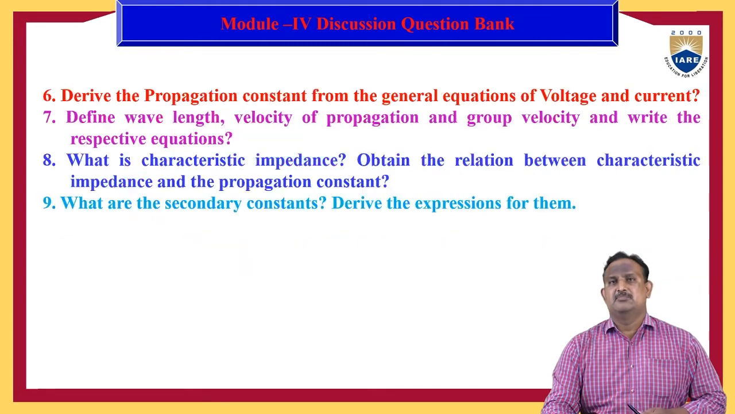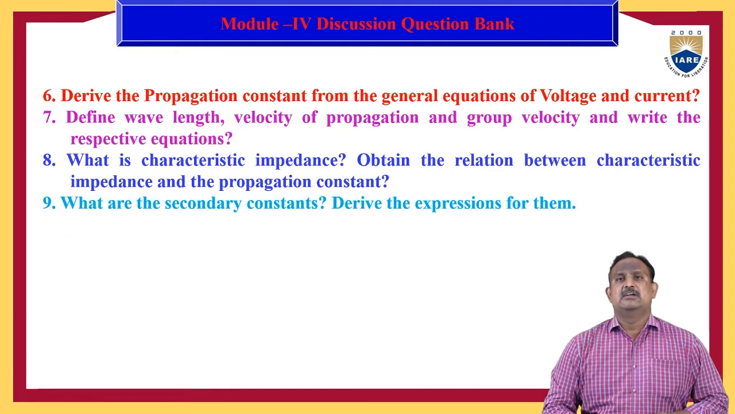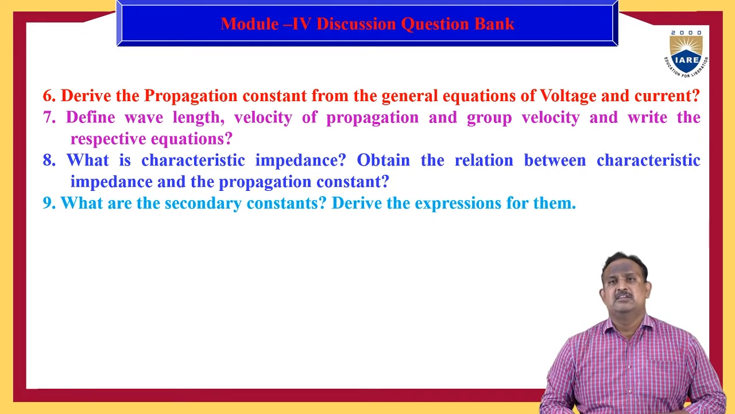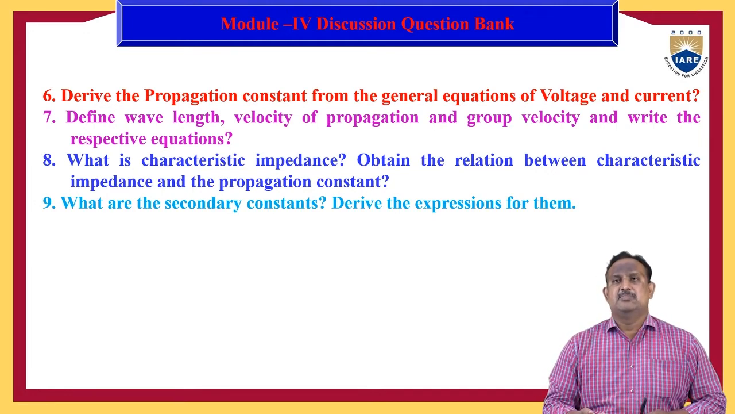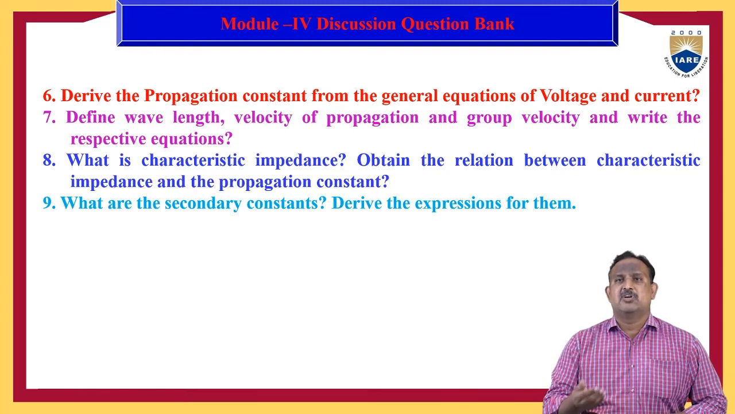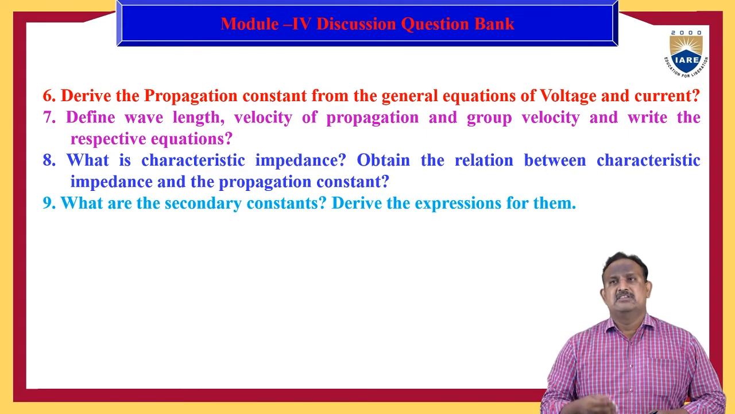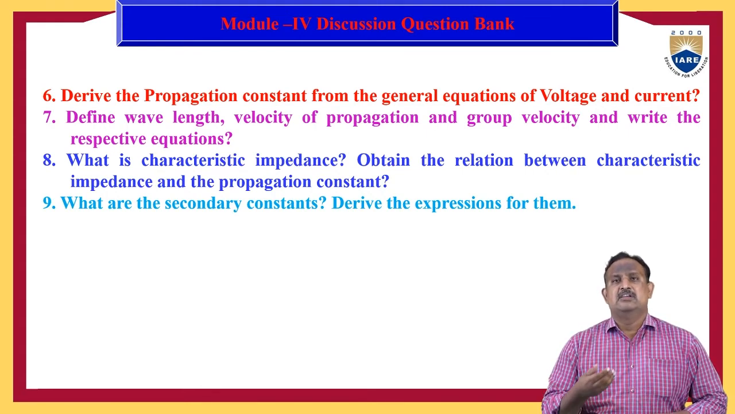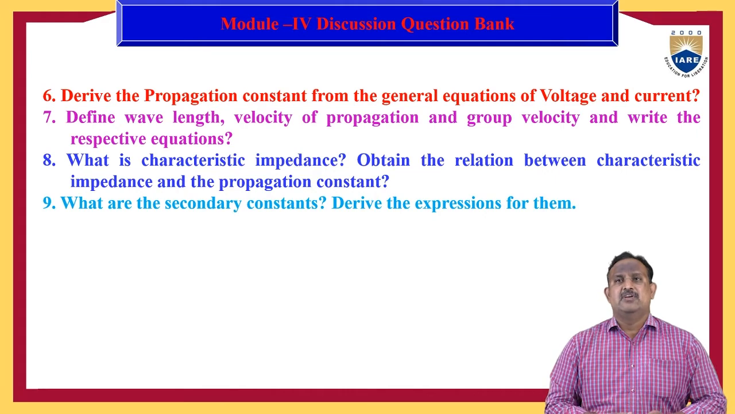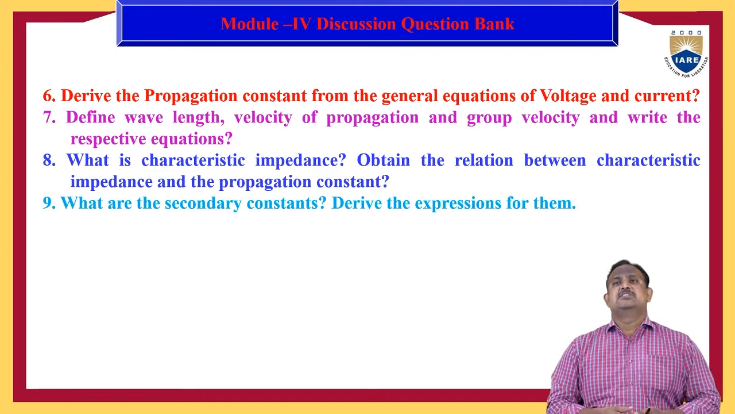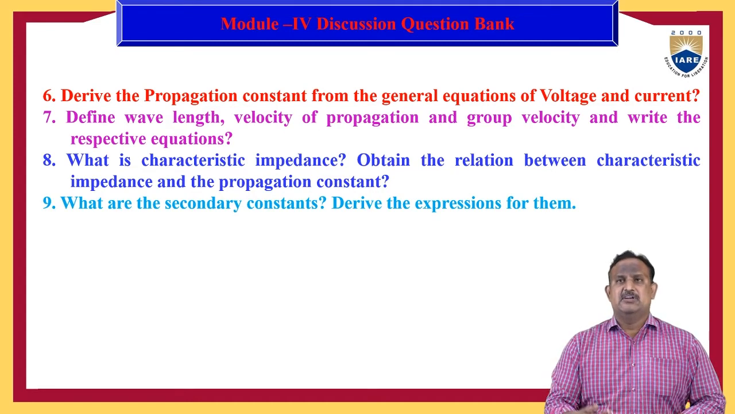This is very, very important from the exam point of view. Derive the secondary constants of a transmission line. What is characteristic impedance? Derive an expression for characteristic impedance and obtain the relation between characteristic impedance and propagation constant. Then derive the propagation constant from the general equations. Then finally, what is wavelength? Define velocity of propagation and define the group velocity. Write the expression for group velocity and phase velocity. So these are some important derivations in the transmission lines.